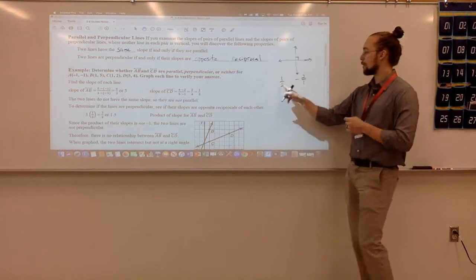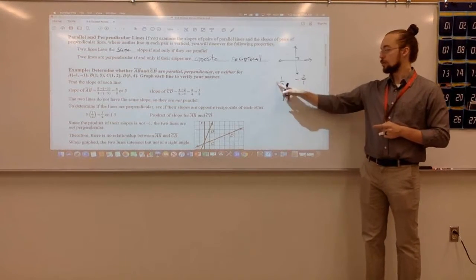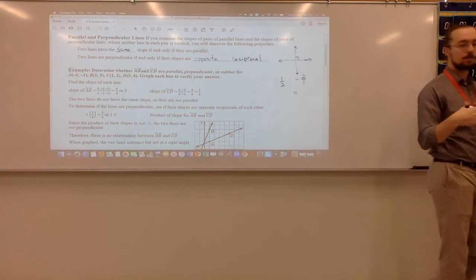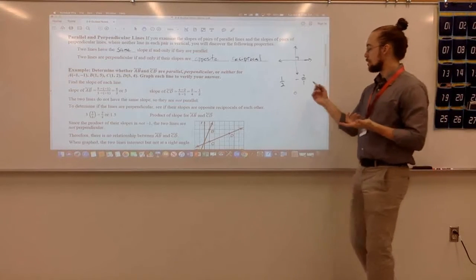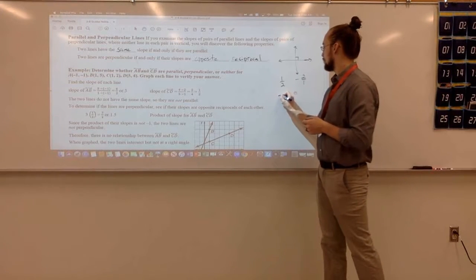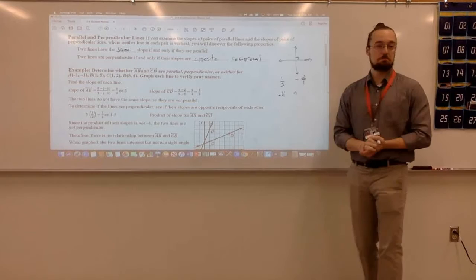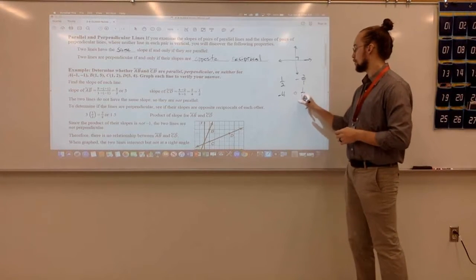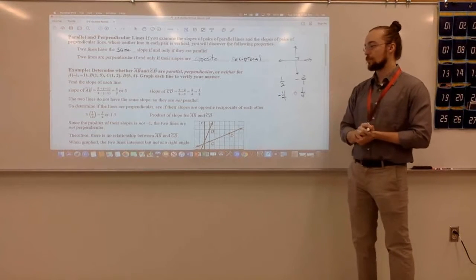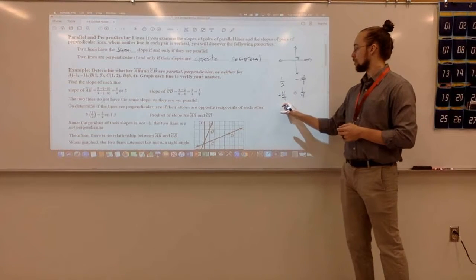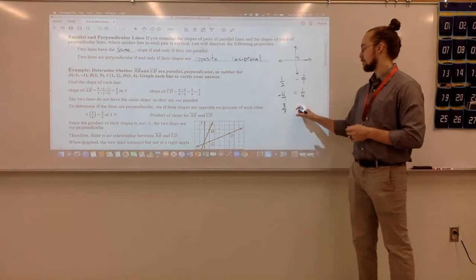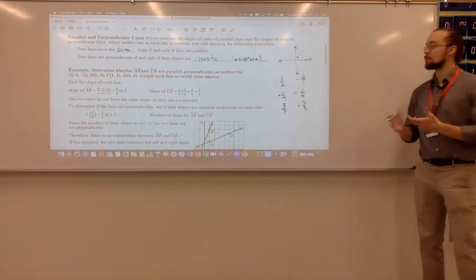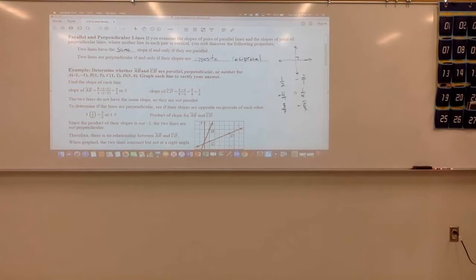Right. The opposite part means change the sign, so one's positive, one's negative. And the reciprocal part means flip the fraction. So what's the reciprocal of -4? Positive 1/4, right? Because this would be the same as -4/1. How about the reciprocal of 3/7? -7/3, right? So these would be examples of perpendicular slopes.